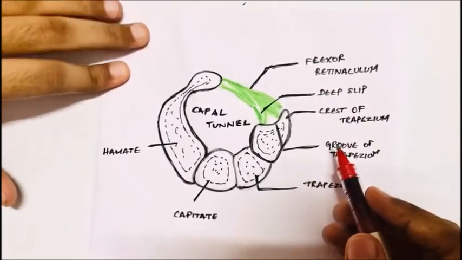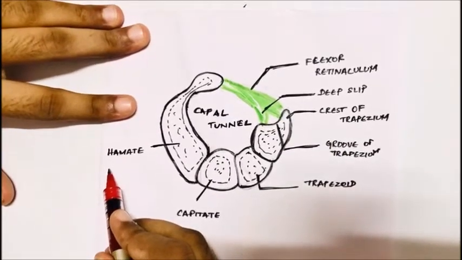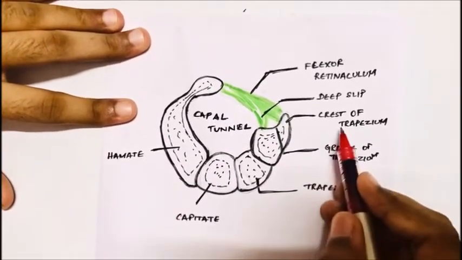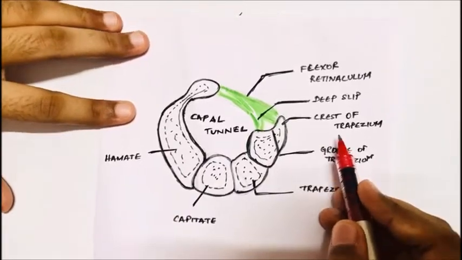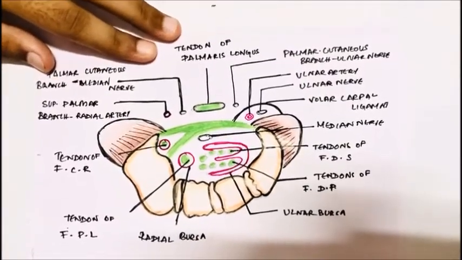Medially it is attached to the pisiform and the hook of the hamate, and laterally it is attached to the tubercle of the scaphoid and the crest of the trapezium. On either side, the flexor retinaculum gives a slip.